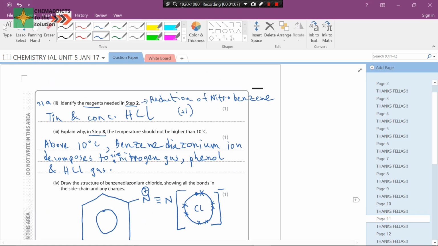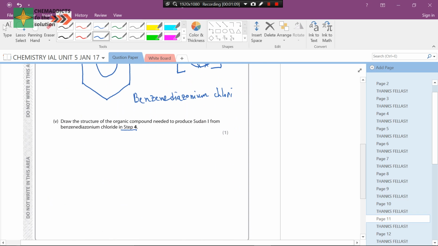Since this question has asked us to draw the structure of the organic compound needed to produce Sudan 1 from benzene diazonium chloride, basically they have asked us to draw the structure of the reagent that is needed to produce Sudan 1. So we're gonna draw the structure of the reagent that is required.